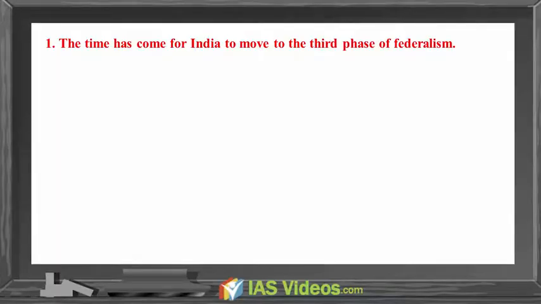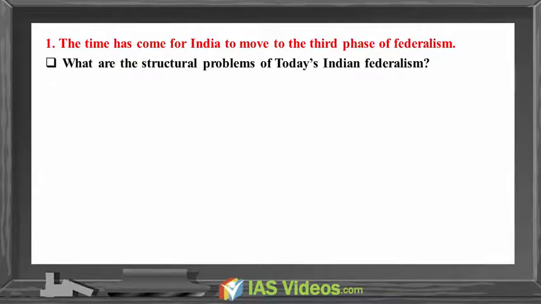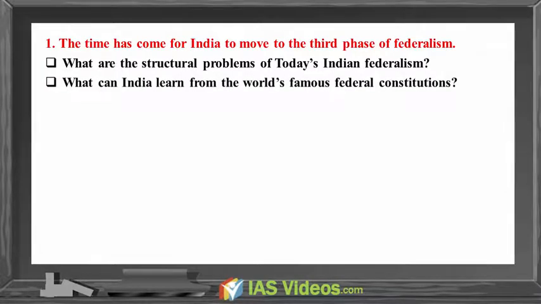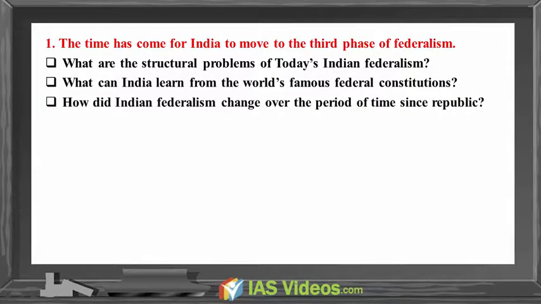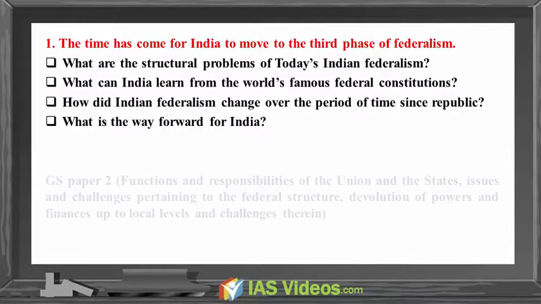The time has come for India to move to the third phase of federalism. What are the structural problems of today's Indian federalism? What can India learn from the world's famous federal constitutions? How did Indian federalism change over the period of time since Republic? What is the way forward for India?